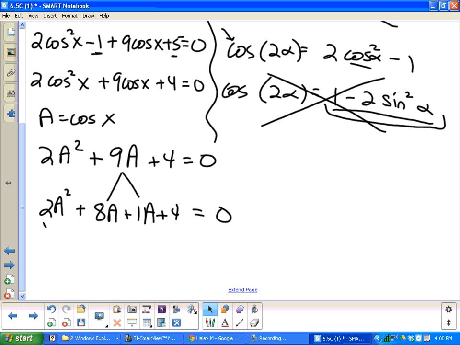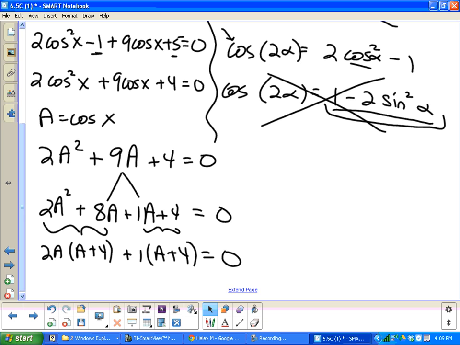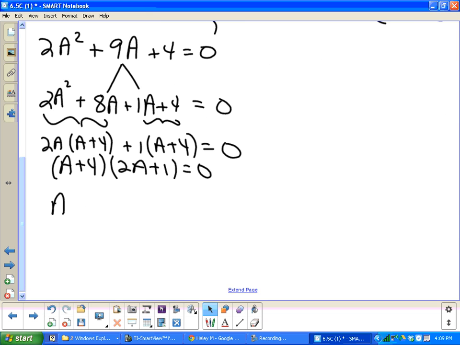Okay, now let's group them. We can factor out 2a here, so we get 2a times a plus 4. We'll factor out a 1, so we have 1 times a plus 4. And so now we get a plus 4 times 2a plus 1 equals 0. So a here is going to be negative 4 and negative 1/2.